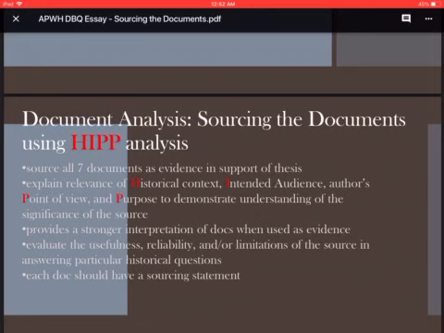Right? You've got to evaluate the usefulness, the reliability, and the limitations of sources in answering particular historical questions. And each document should have a sourcing statement. So you have a statement where you use the information in the document as evidence, and then you have a statement where you source the document using HIP as how to develop that sourcing statement.